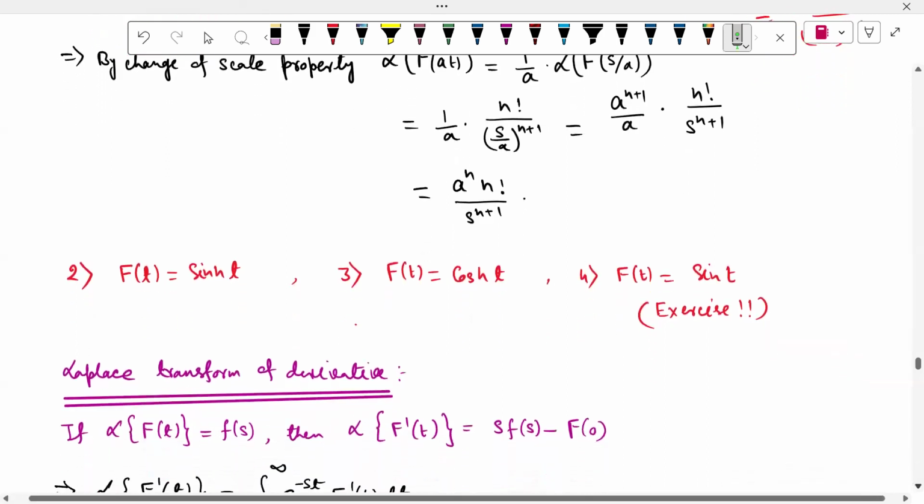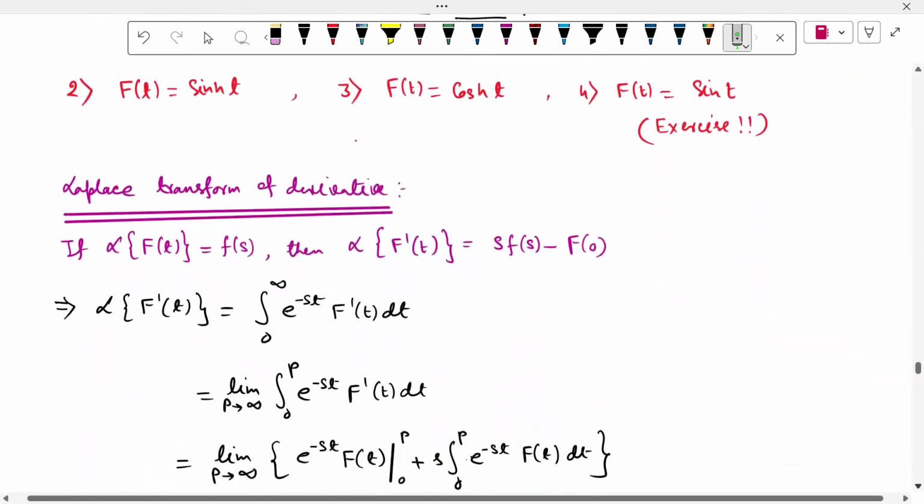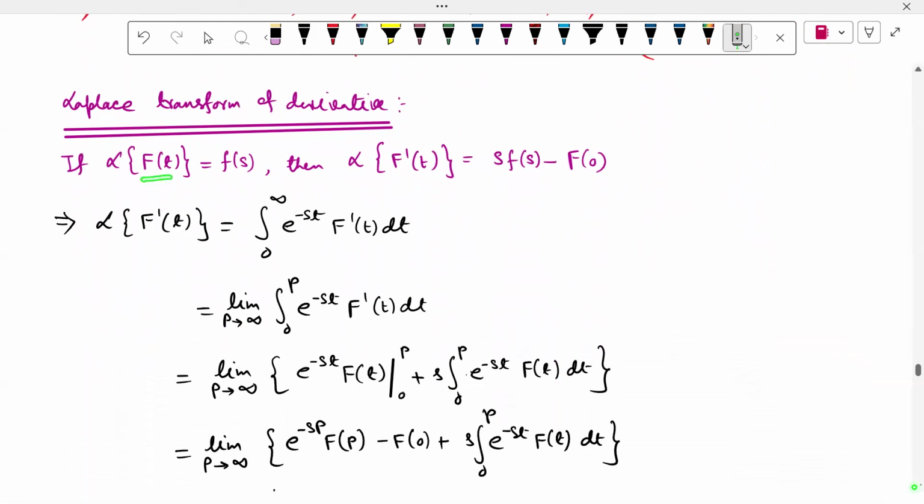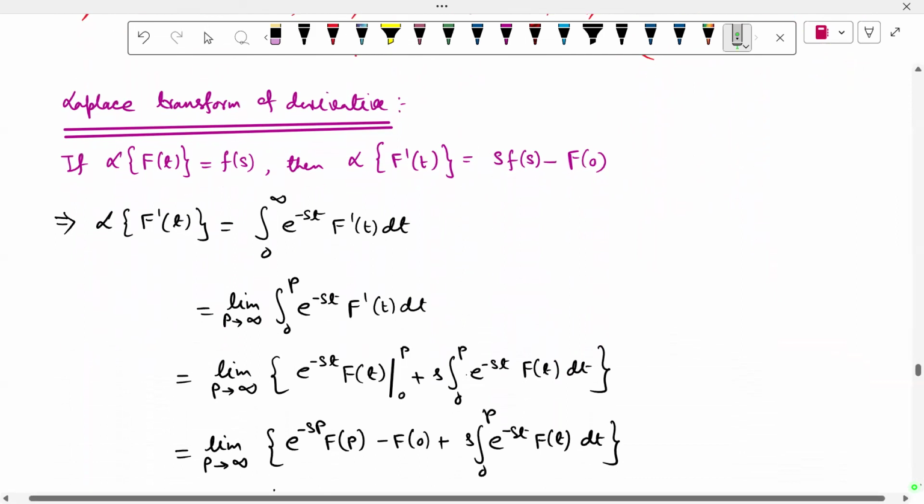Next we discuss the Laplace transform of derivatives. This is a very important and very useful formula. If the Laplace transform of capital F(t) is F(s), that is its notation, then the Laplace transform of f dash t is given by s times F(s), that is, s times the Laplace transform of capital F(t), and then minus f(0). So this is the formula for the Laplace transform of derivatives.